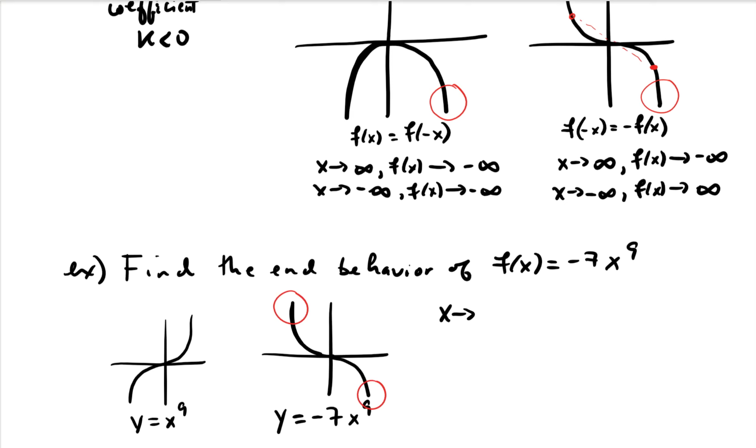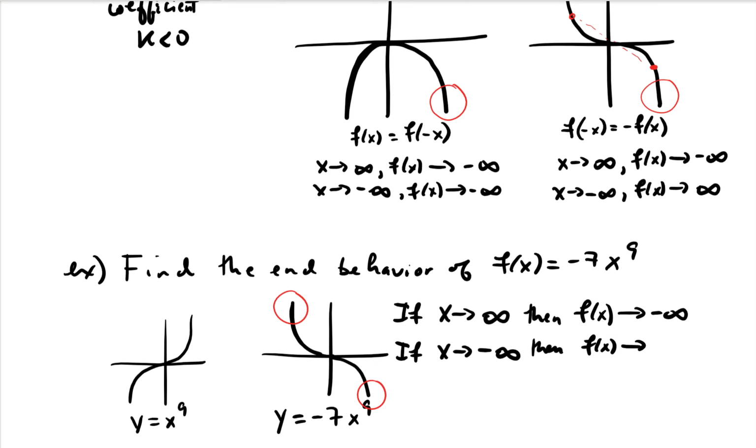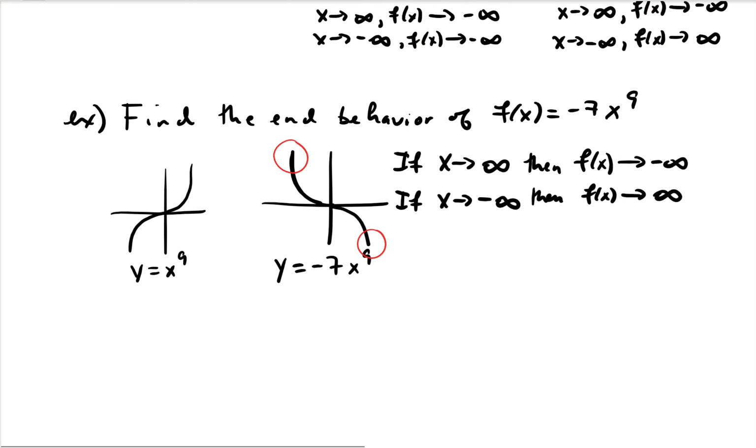So when x is large and positive, then f of x is going towards minus infinity. If x goes to minus infinity, then f of x goes to plus infinity. And we could always verify this by checking with some numbers.